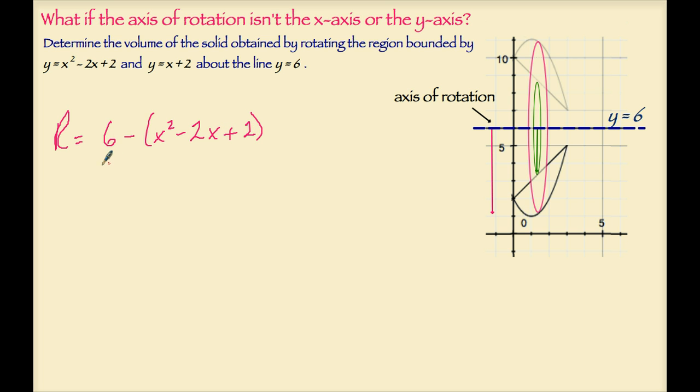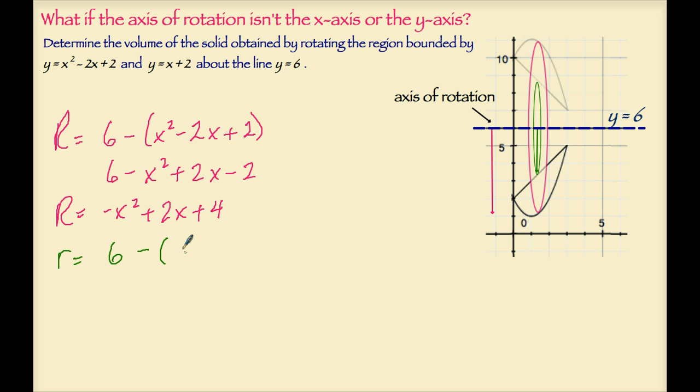6 minus the quadratic, x squared minus 2x plus 2. Let's simplify this expression. 6 minus x squared plus 2x minus 2 gives us negative x squared plus 2x plus 4. That's the outer radius. The inner radius can be written this way. R equals 6 minus the line, x plus 2. Let's simplify this expression. 6 minus x minus 2 gives us negative x plus 4, the inner radius.